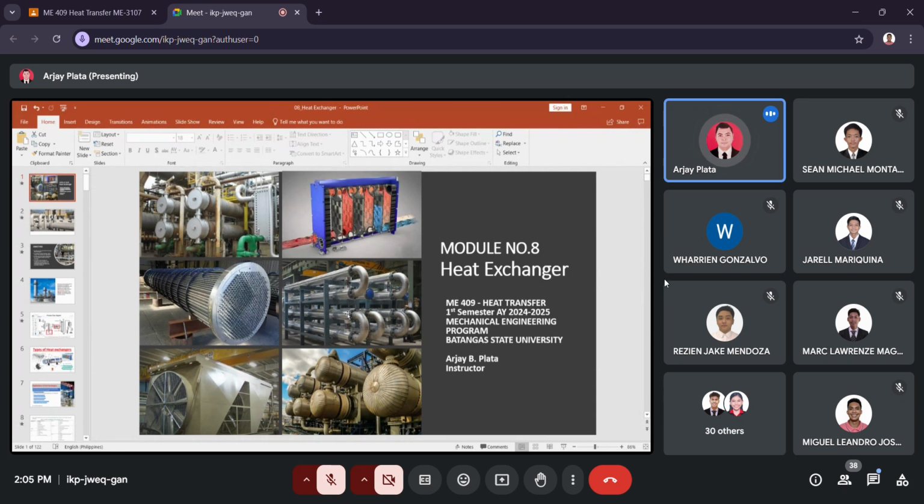First, and then we will also discuss the introduction on how to design a heat exchanger. So part of your requirement here is to design a heat transfer equipment. So this will be a great help for you to be able to understand the basic knowledge on heat exchanger design.